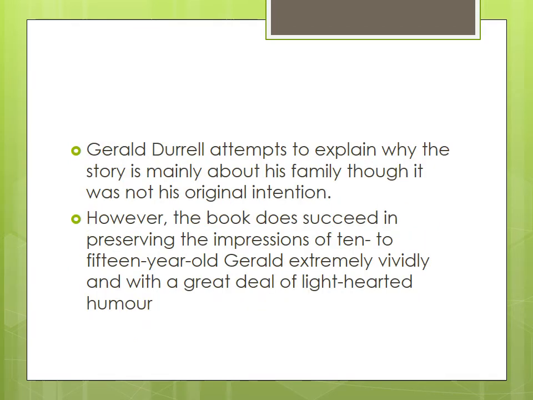Gerald Durrell attempts to explain why the story is mainly about his family, though it was not his original intention. Most of the time you'll see that he keeps on describing his brother, his sister, his mom, their mood swings, and what they do around and how they carry and face the different changes of climate and people while they're staying on that island. And then the book also succeeds in preserving the impressions of the 10 to 15-year-old Gerald extremely vividly with a great deal of light-hearted humor.